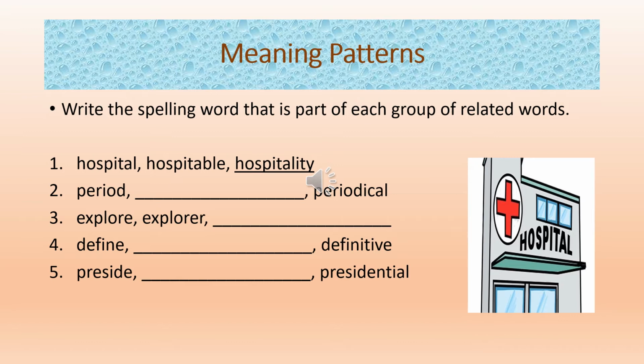Number 4, define. Blank, define. Okay, check your list and find out one word that is related with the word define and the word defined. The same thing you have to do for number 5. Precise, blank, presidential. Find the word that is related, and it can complete the group that is in number 5, the answer for number 5. Okay, so let's continue with the next page.